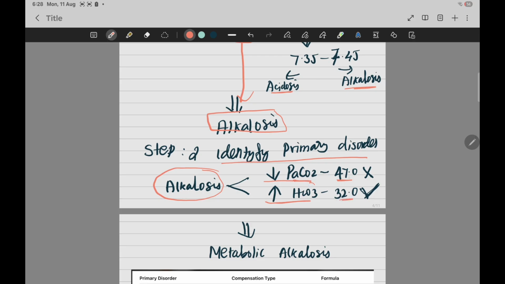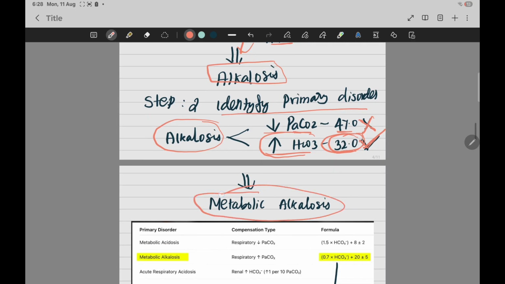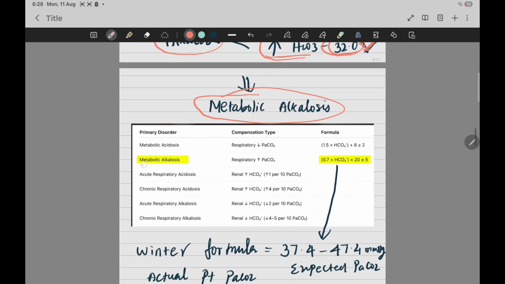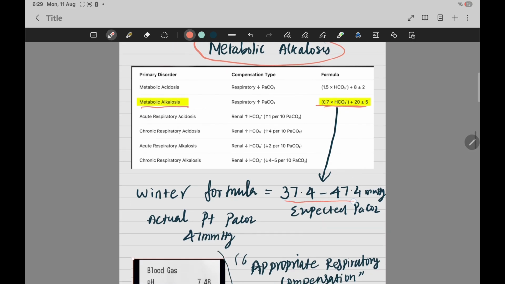The normal PaCO2 is 35 to 45. Less than 35 would fit, but here it is climbing, so this is not the cause. Next, increasing bicarb level. The normal value is 22 to 24, and here it is 32, so that is correct. So metabolic alkalosis is the primary disorder we found. Now apply the Winter formula for metabolic alkalosis, and you get an expected PaCO2 of 37.4 to 47.4 mmHg.